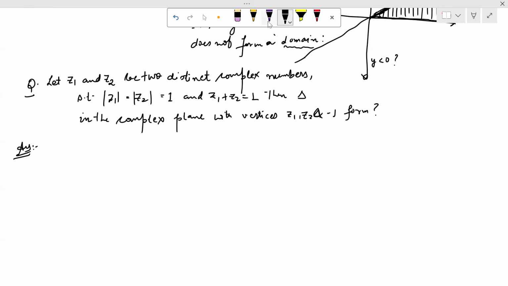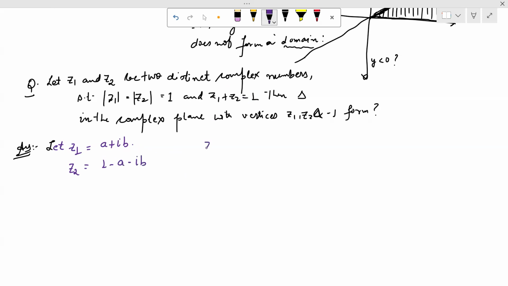See, such questions you have to do with a basic understanding only. So if you are doing it, let's say Z1 is A plus iota B. Now, what would be Z2? But already it is given that Z1 plus Z2 is equal to 1. It implies Z2 will be equal to 1 minus A minus iota B.